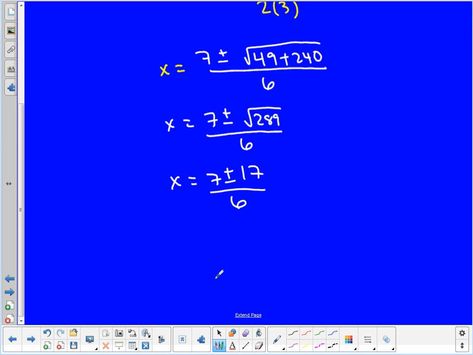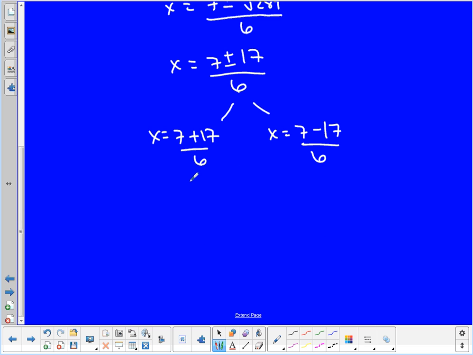over 6. Okay, when I get to the point that the radical is gone, I've simplified everything underneath, I've gotten rid of the radical sign, I've taken the square root. Now I'm ready to split it into two separate equations. I have one that is x equals 7 plus 17 over 6, and one that is x equals 7 minus 17 over 6. 7 plus 17 is 24. Think about that a second. 24 divided by 6 gives me 4. 7 minus 17 is negative 10 over 6, which is just negative 5 over 3.